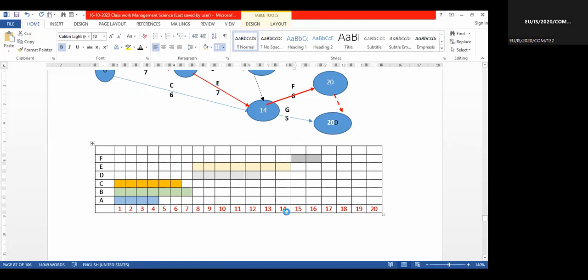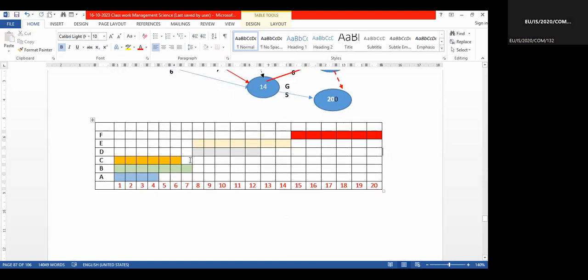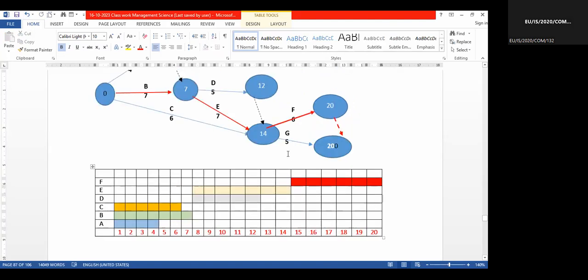This is 14 days. Okay. Then this is starting. How many days? 6 days. 1, 2, 3, 4, 5, 6. Right? Now you see that all these durations I have mapped in a chart. So what is the critical path? D.